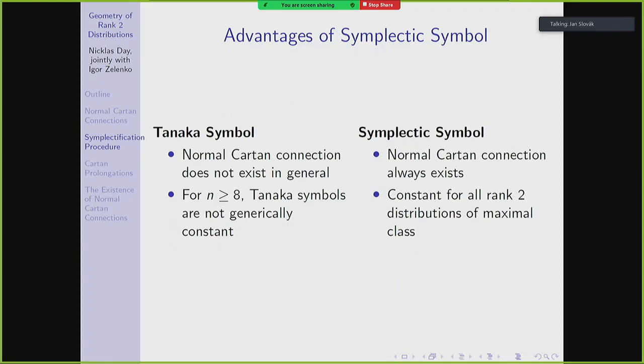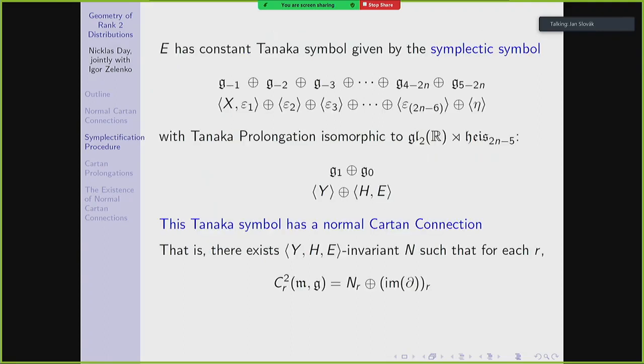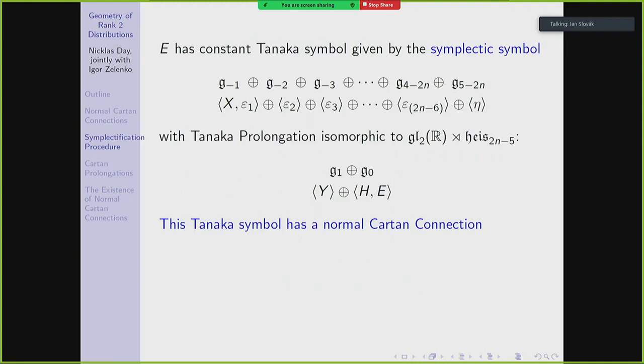Sorry, Nicklas, just a question about your notation. You have E inside the GL2, but you're also referring to E up there. Is that? E where? Sorry. E has constant Tanaka symbol. Can you just go back? Yeah, sorry, that's poor notation. So E up here is the new distribution. I don't know why I chose that notation. So the result of the symplectification procedure, the new rank 2 distribution I'm referring to, is E, but then also this is an element of GL2. This is 2n minus 4. E is rank 2. Okay. Sorry. Okay.